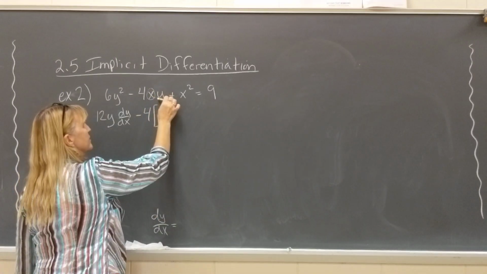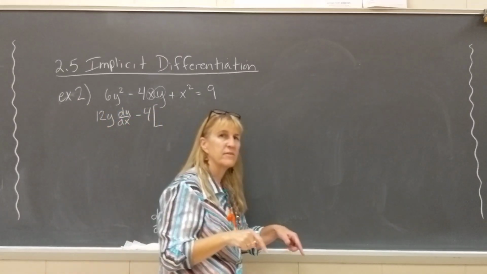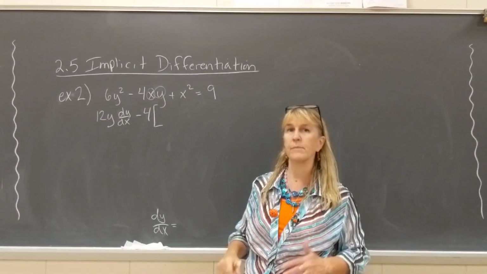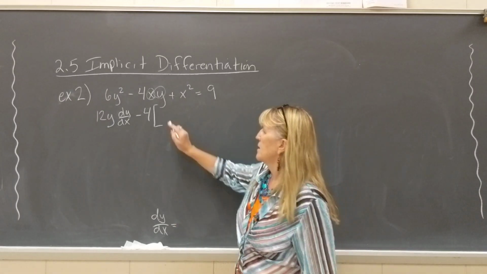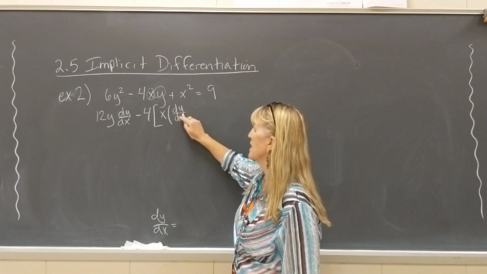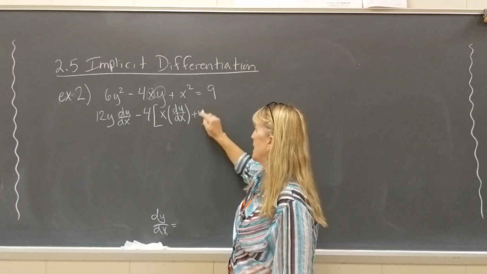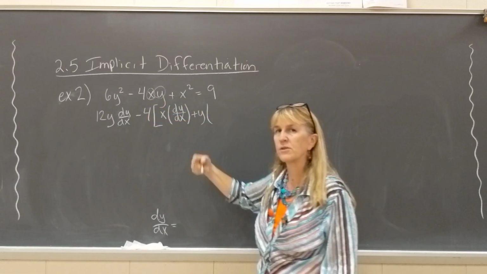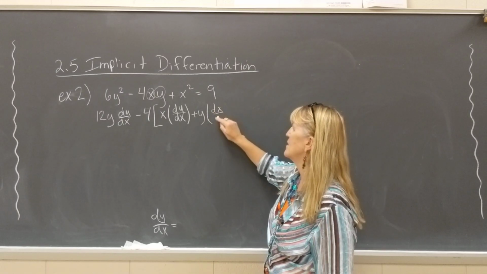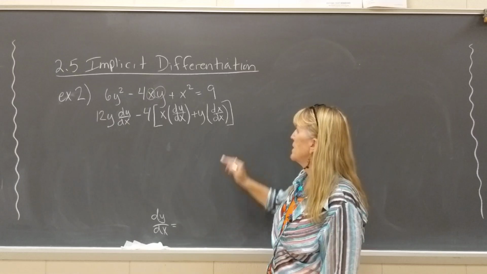And with the x and the y, I'm going to perform the product rule, which is the first times the derivative of the second plus the second times the derivative of the first. All of that is going to get multiplied by that negative 4. So the first is x. The derivative of the second with respect to x is dy/dx, plus the second is y, and the derivative of the first with respect to x, I know you're going to say it's 1, but it's dx/dx, and that's the end of my product rule.